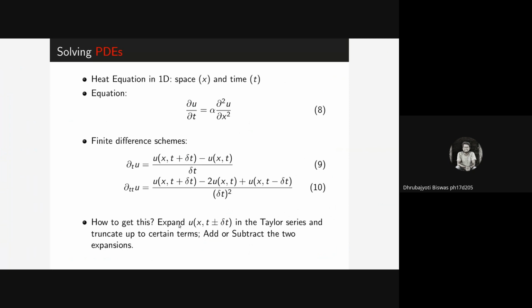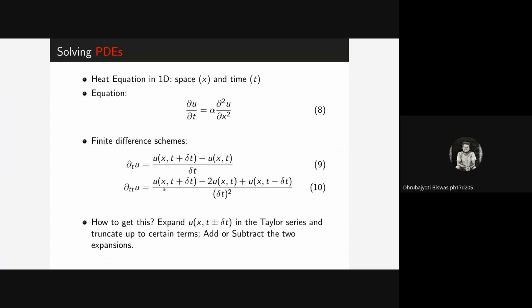truncating it. To get the double derivative, by the way, I am showing the double derivative for time. So delta subscript t means del u del t. So this del u del t is this. And del double t means you are taking the second derivative, the double derivative. Over here, the double derivative is with respect to space, but the format will be the same. You just have to replace this del double t u with del double x u. So the double derivative looks like this in the finite difference scheme.